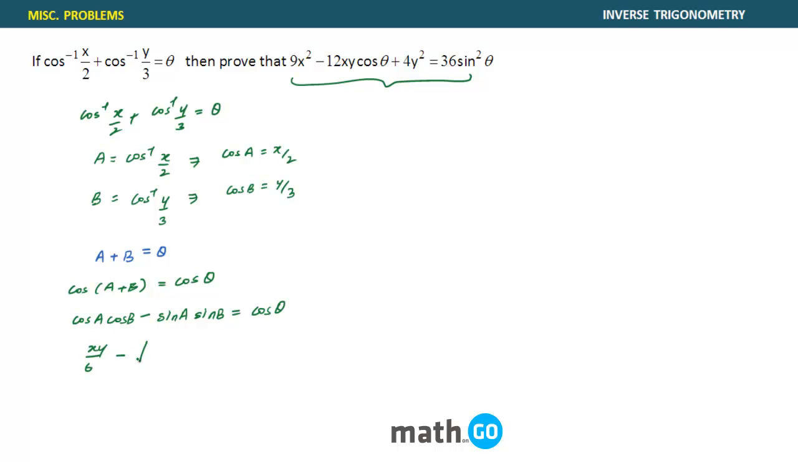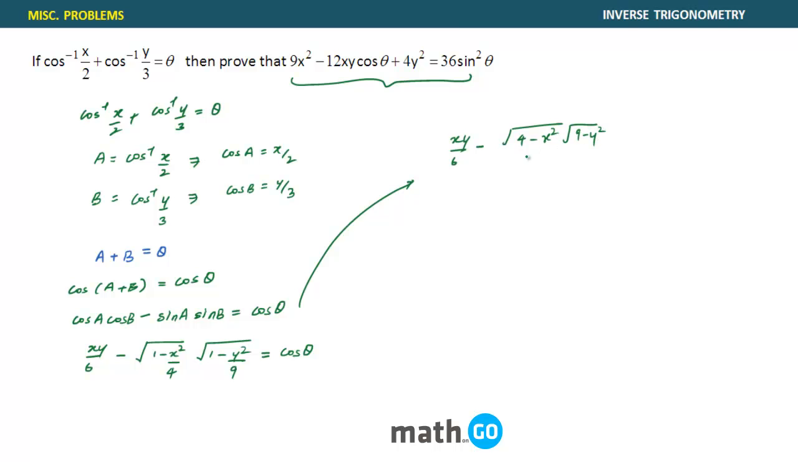What is sin a? Sin a is nothing but root of 1 minus x square by 4, and what is sin b? This will be root of 1 minus y square by 9, and this is nothing but cos theta. So up till now there is no problem. Let me take it over here and solve the problem here. So this becomes xy by 6 minus root 4 minus x square, and this is nothing but root 9 minus y square, again by 6, is equal to cos theta, and I can see this as xy minus 6 cos theta is equal to root of 4 minus x square into root of 9 minus y square.